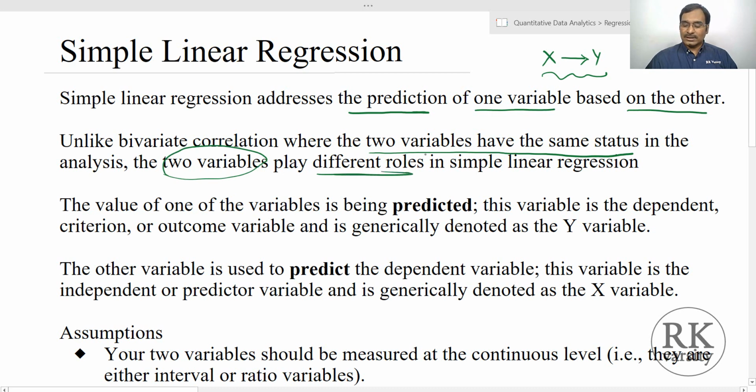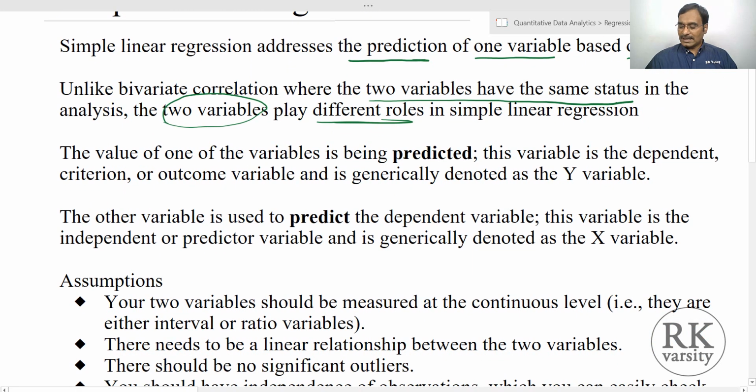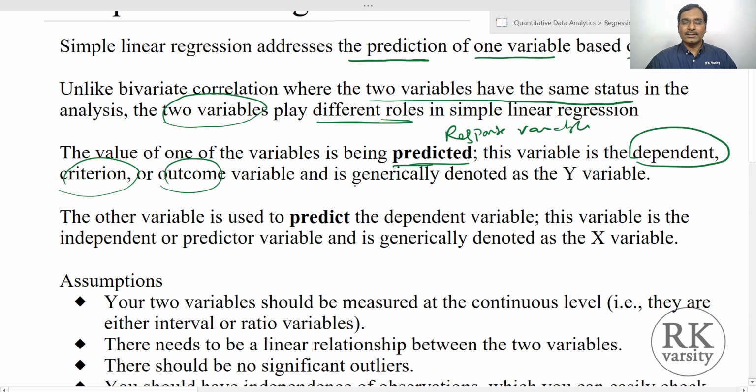Now, what are the different roles that these two variables play? One variable acts as the predicted variable. We can also call this a response variable, or a dependent variable, or a criterion variable, or an outcome variable, which is generally denoted as y. So y is your dependent variable, response variable, predicted or outcome or criterion variable. So this is one.